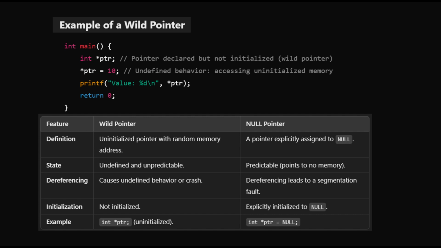See the example. Here, ptr is declared but not initialized. It points to an arbitrary memory location. Writing *ptr = 10 tries to write to that invalid location, causing undefined behavior or program crashes. We can avoid wild pointers by initializing pointers to null, assigning valid memory before use, avoiding dangling pointers, and using static initialization. Here, also see the difference between wild pointer and null pointer.